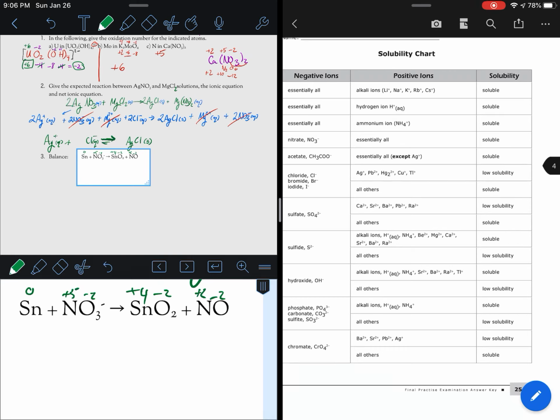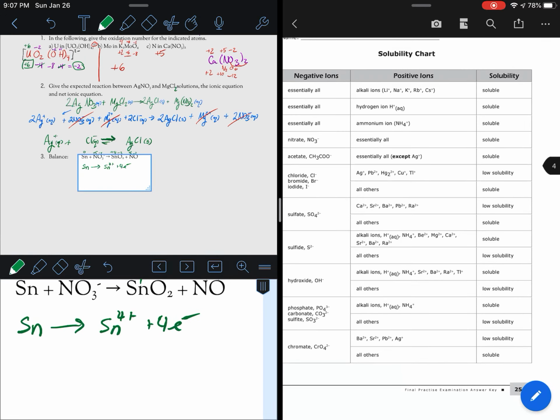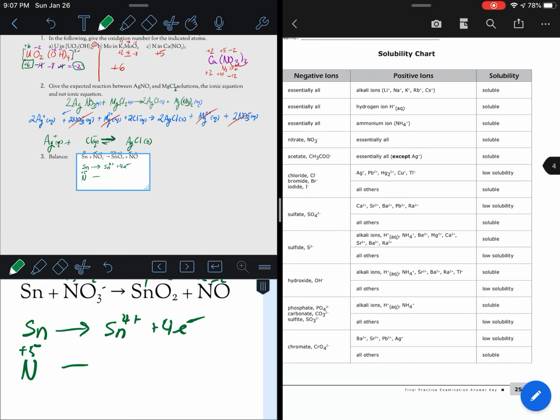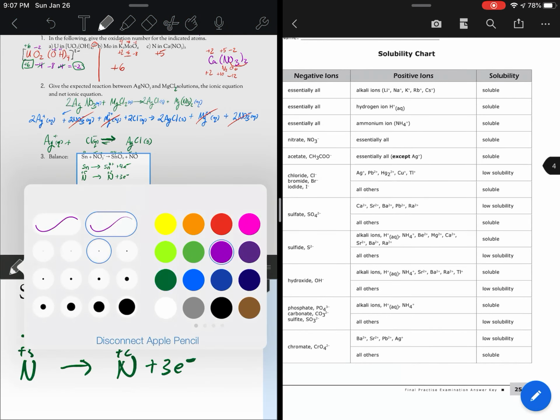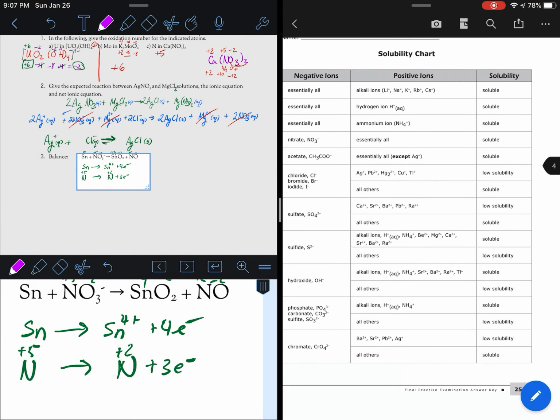A little bit of a tricky equation to balance. So think about that the tin has gone to tin 4 plus plus 4 electrons. I like to use this system. The nitrogen has gone from +5 over to a nitrogen of +2, right? So that means it's gained 3 electrons. And so to balance that all out, we would actually need to go all the way up to the lowest common multiple. Oops, I just realized these need to be on the other side.